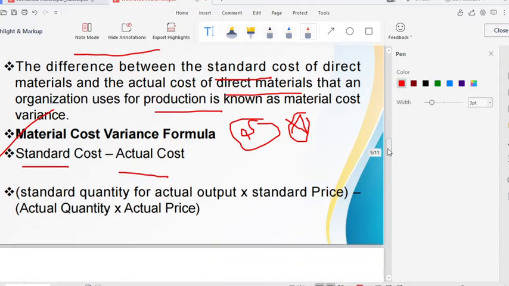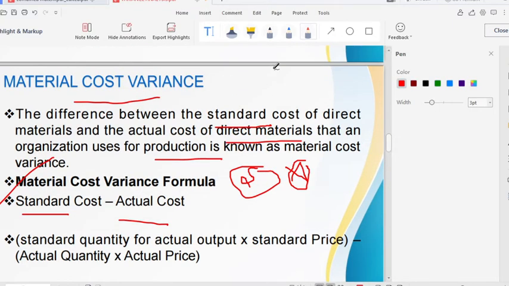Now if I ask you how to find the cost of the product, how will you find it?